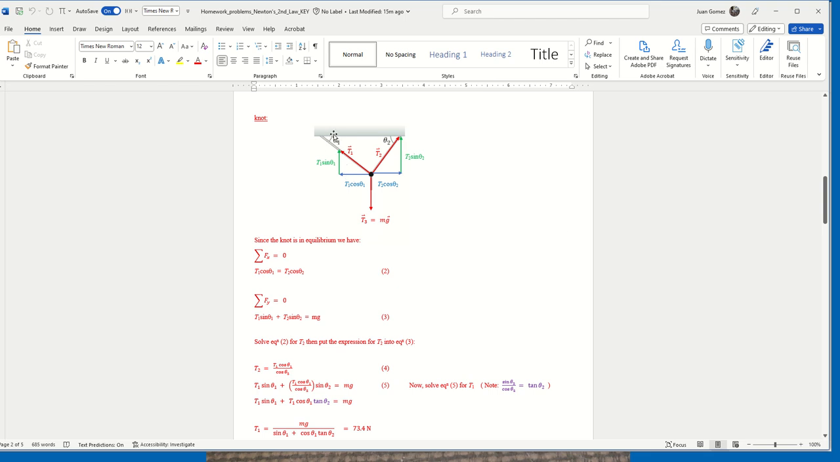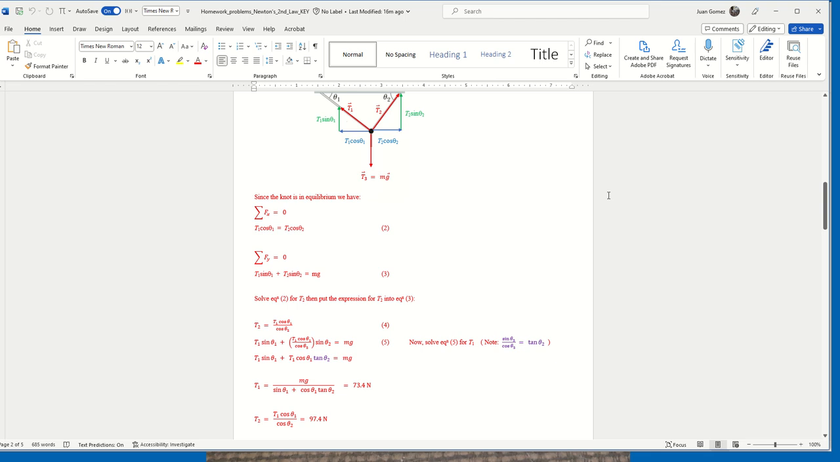Notice if this angle here is theta 1, the angle that T1 makes with respect to the x-axis, that angle is also theta 1. Likewise, if this angle here is theta 2, then the angle that the vector T2 makes with the x-axis, that angle in here, is also theta 2. So let's look at T1 first. The x component of T1 is T1 cosine theta 1. The y component of T1 is T1 sine theta 1. Likewise for T2, x component T2 cosine theta 2, y component T2 sine theta 2, as indicated by the figure.